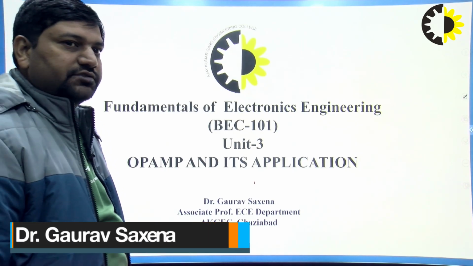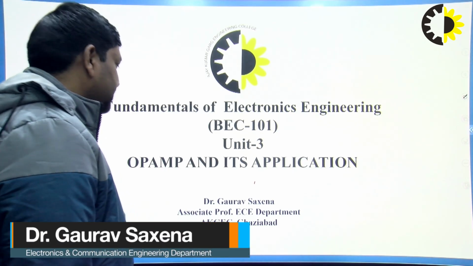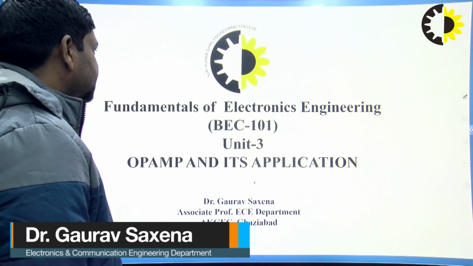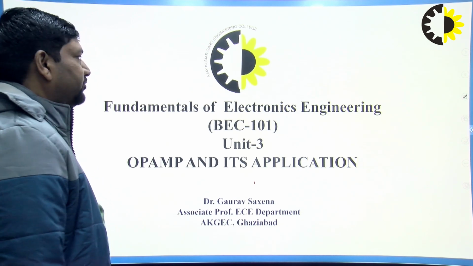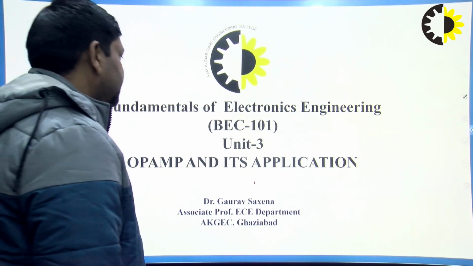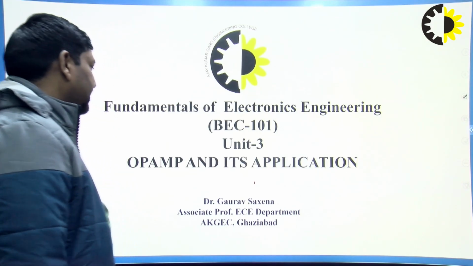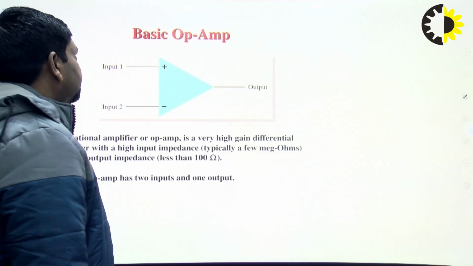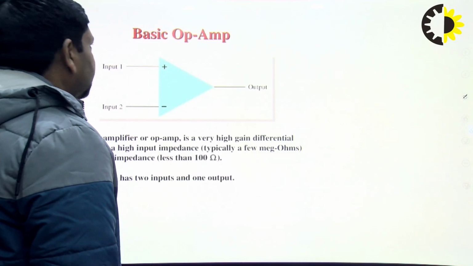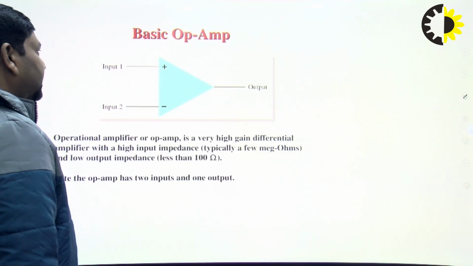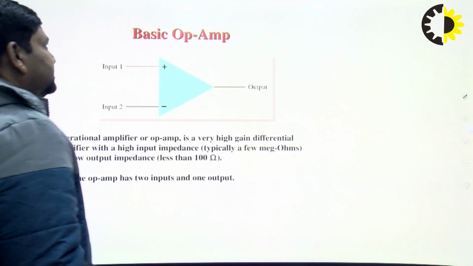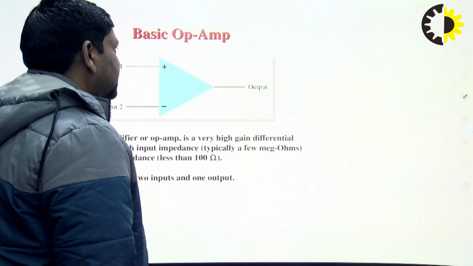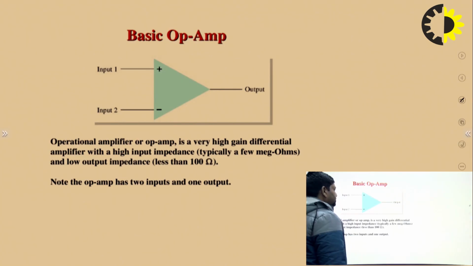I am Dr. Gaurav Saxena, Associate Professor in EC Department. Today I have discussed Unit 3 of Fundamental of Electronics Engineering BEC 101, titled Operational Amplifier and its application. So, what is the meaning of the operational amplifier? An operational amplifier is an amplifier which amplifies very low signals in the range of millivolts.